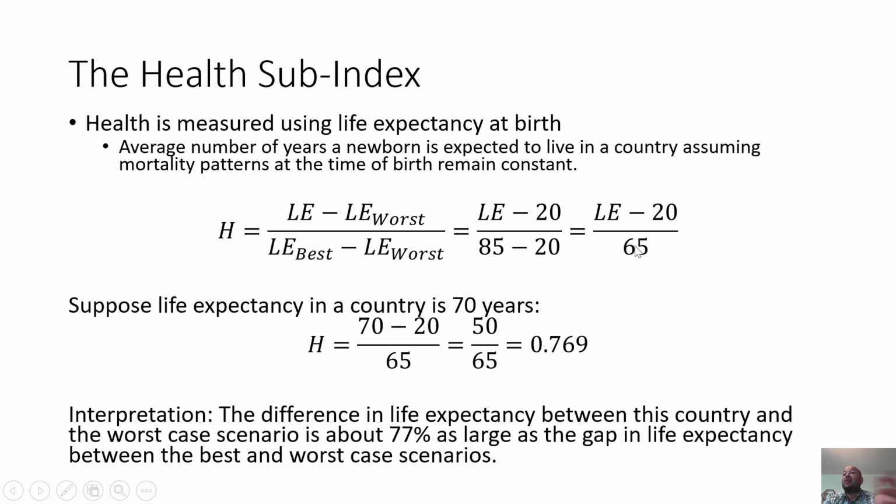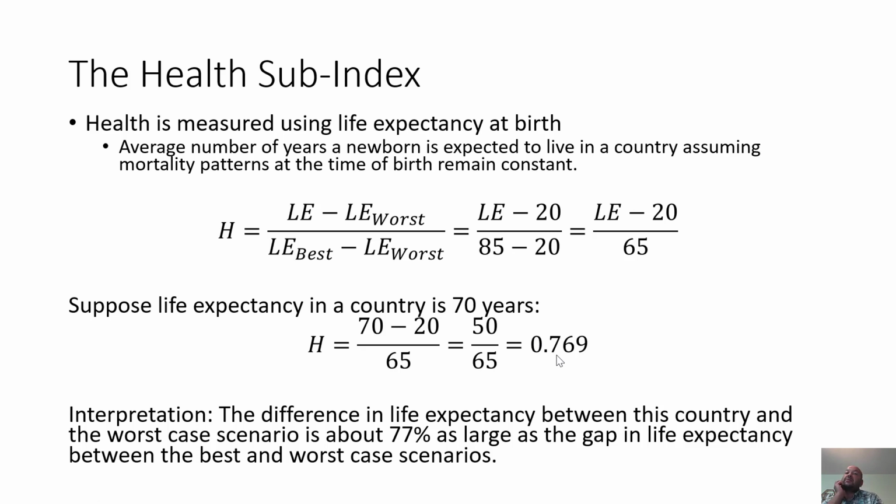And so the health index is going to be life expectancy in the country we're looking at minus 20, that difference divided by 65. So for example, if life expectancy in your country is 70 years, then we take 70 minus 20, that's 50, and then we divide that by 65, and we end up with 0.769.